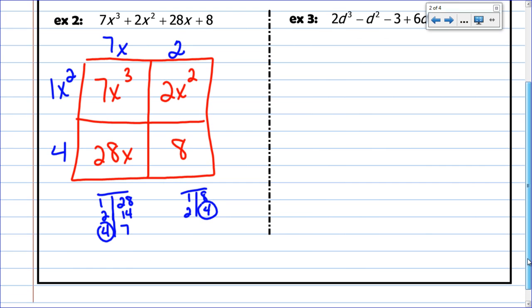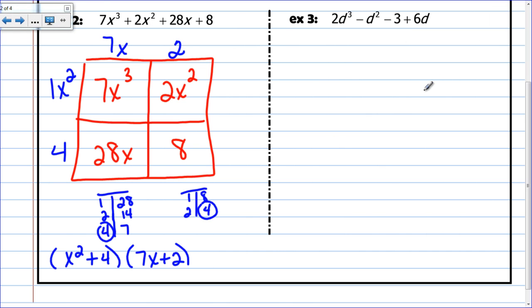So my two factors, and you can't just stop here, you now have to write the factors. My two factors are 1x squared plus 4, and my other factor is 7x plus 2. They're always multiplied together because that's what factors are. They're the two things that multiply to make that thing. So there are your two factors.